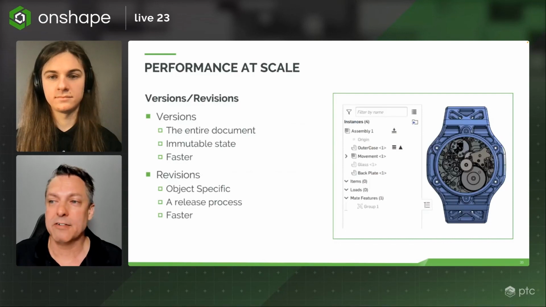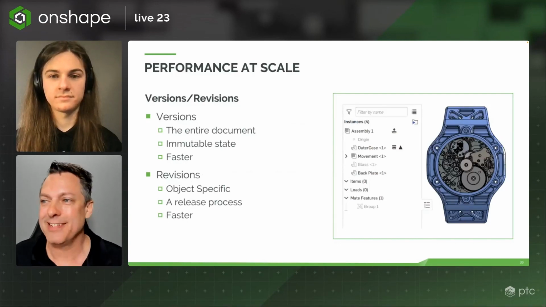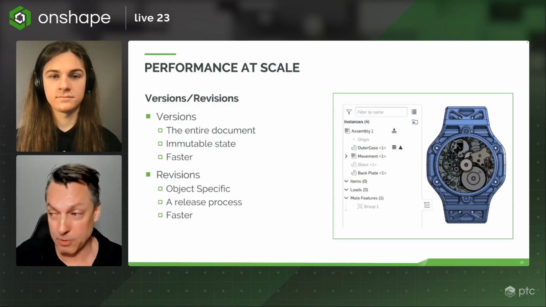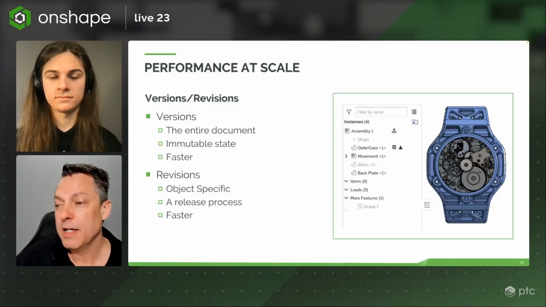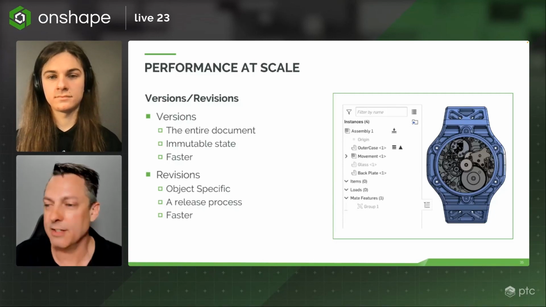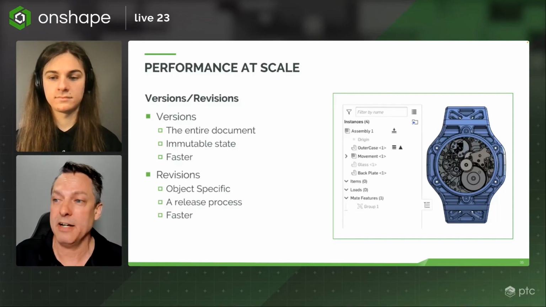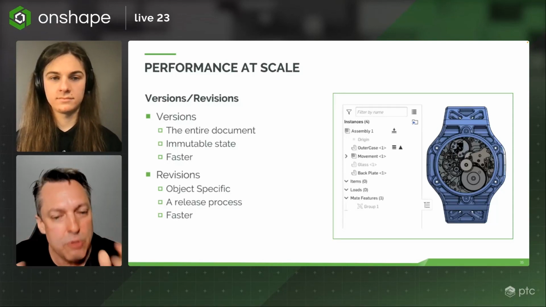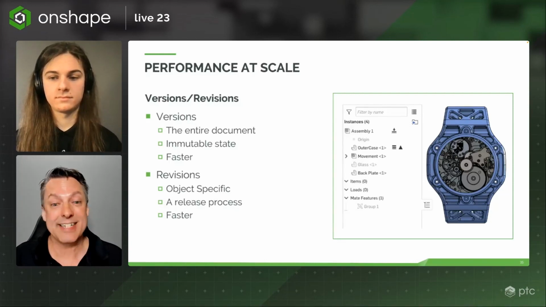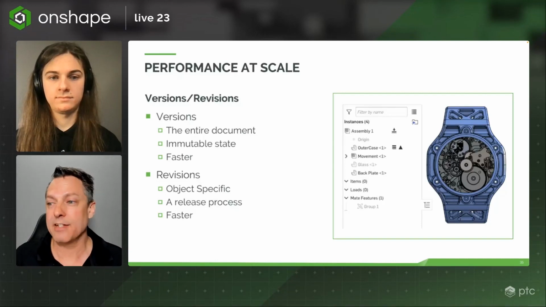Also, performance at scale. Regardless of which level of Onshape you are using, you will have one of the ability to create versions, or the ability to put a component or part or assembly or drawing through a release process, or the ability to manage that through an enterprise environment. So if you are just using a lower level of Onshape and only have versioning capabilities, there are still huge performance improvements available to you. A version captures the entire document, another reason to keep the size of the document manageable. It creates an immutable state.